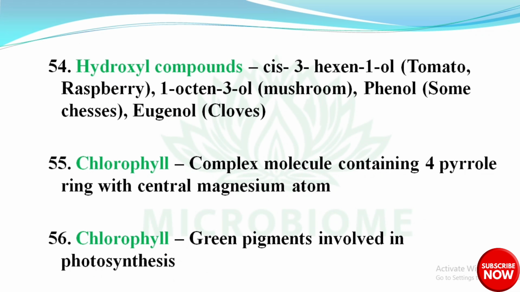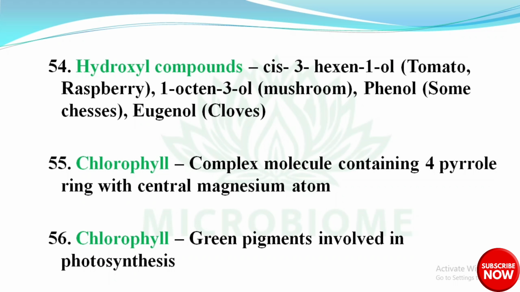And next comes hydroxyl compounds: cis-3-hexanol, tomato and raspberry. Then octen-3-ol, mushroom. Then phenol, some cheeses, and eugenol present in cloves.